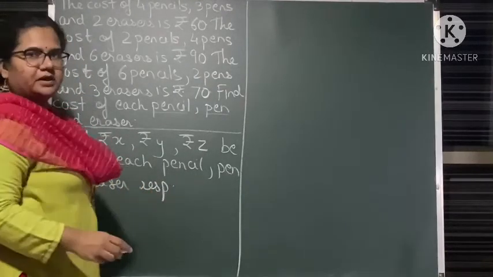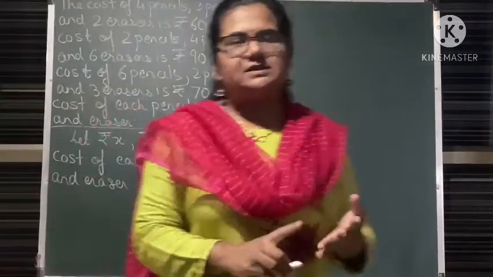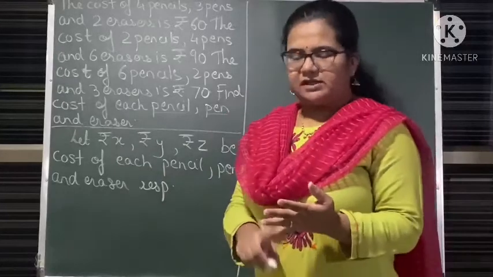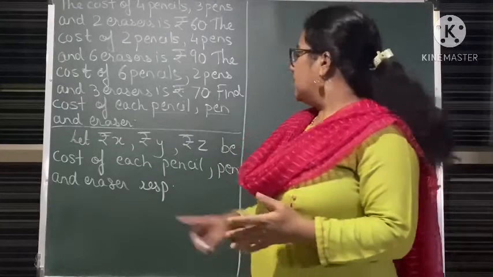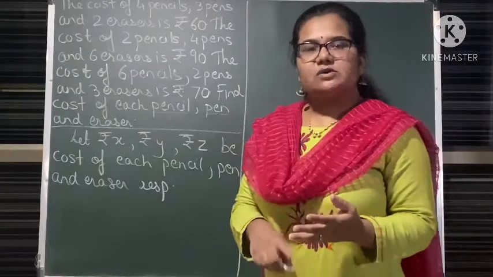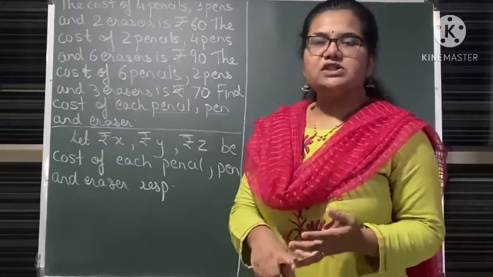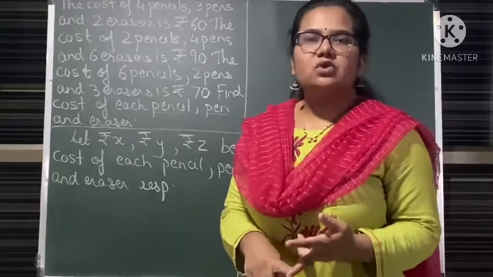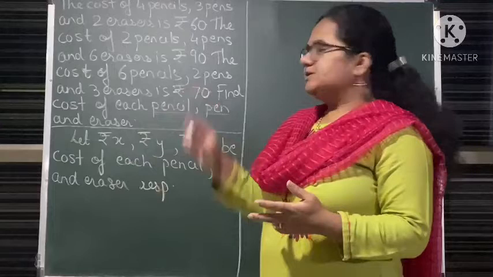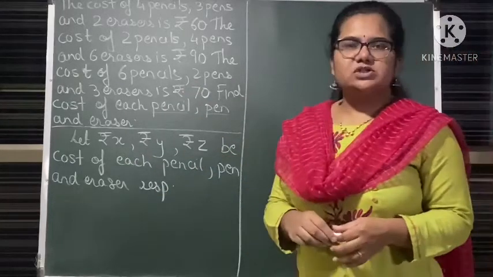respectively. Okay, so after taking the variables, we have 3 things, that is pencil, pen and eraser. So we will have 3 variables. So we have taken X, Y, Z. What is our question? To find the cost of each. So we will take rupees X as cost of each pencil, rupees Y as cost of each pen and rupees Z as cost of each eraser. So if we know the values of X, Y, Z, we will get the cost of each item.